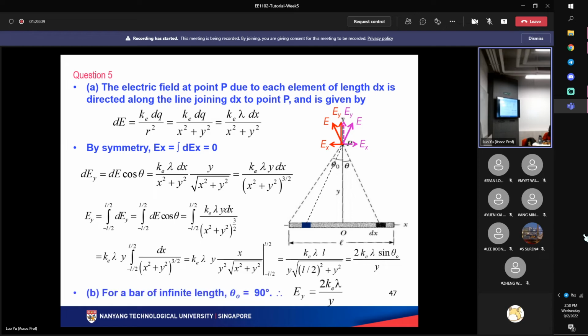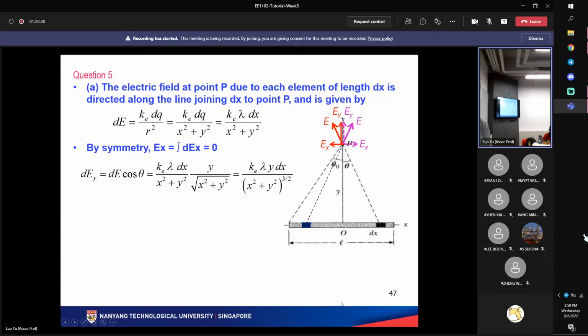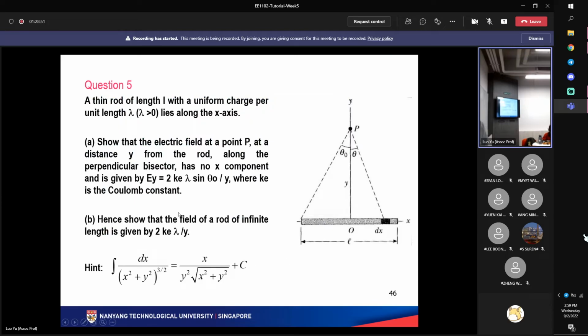For the last part, I want you to get the field when the total length of the rod goes to infinity. When the total length of the rod goes to infinity, theta naught will become how much? For example, if the left end goes to infinity and the right end goes to infinity, theta naught becomes how much? 90 degrees, right? As this goes further and further, it will approach 90 degrees. Once it goes to infinity, it becomes 90 degrees. So you just set theta naught in the equation we already calculated to 90 degrees. You can get Ey is 2 ke lambda divided by y. This is also exactly the same as what this question wants.